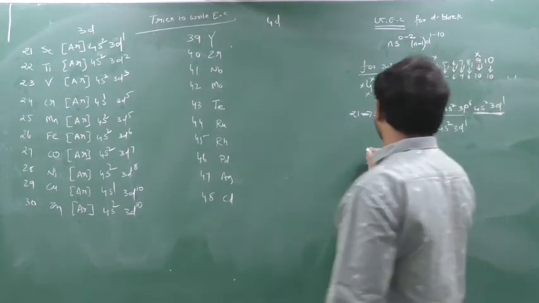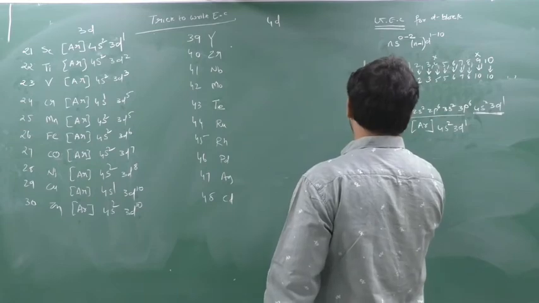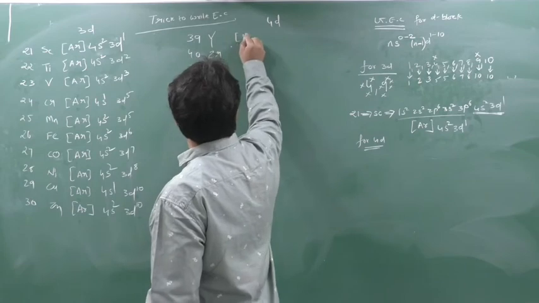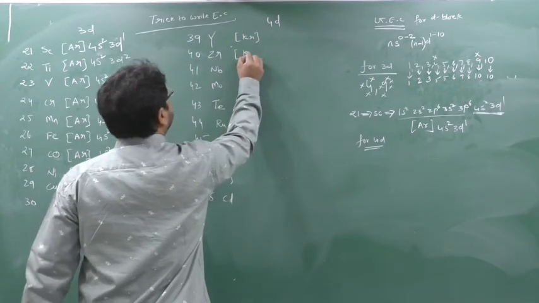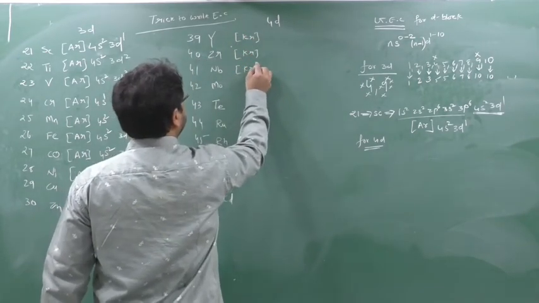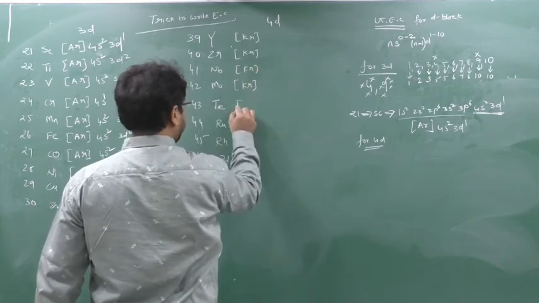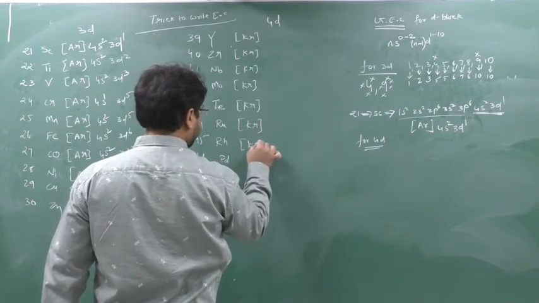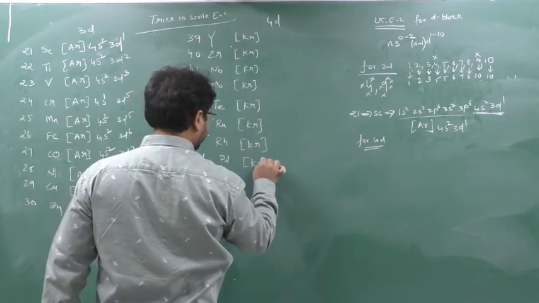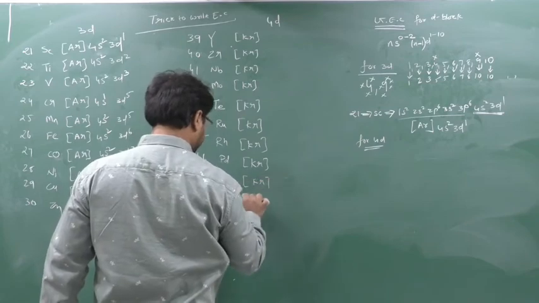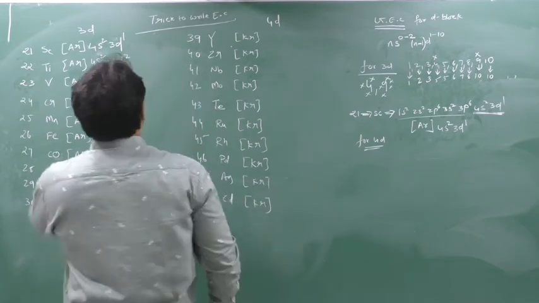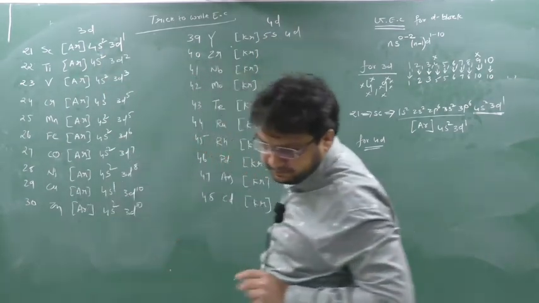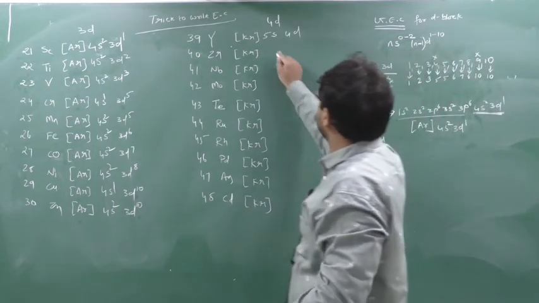Now we will see the 4D series. See, 4D series. Now here, after argon, krypton will come. Krypton, so here also krypton, here also krypton. After 4s, 5s, after 3D, 4D. Yes or no? Chalo, write down this.